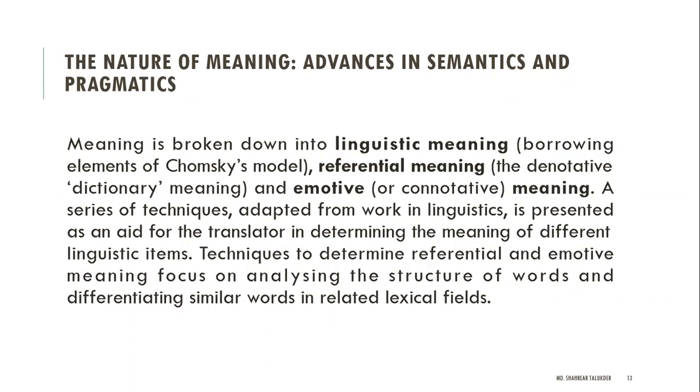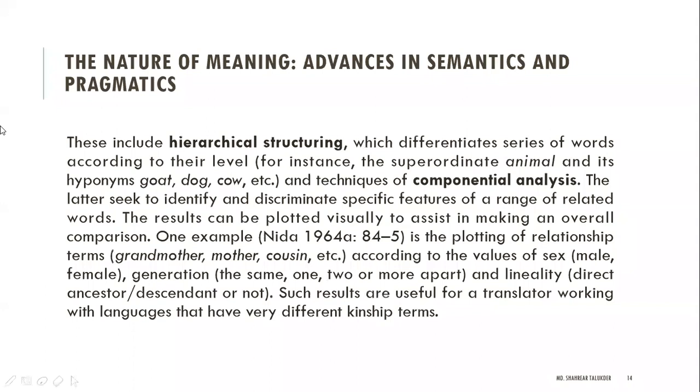After this, now I will jump to the next slide. Now, these include hierarchical structure, which differentiates series of words according to their level. For instance, the superordinate animal and its hyponyms goat, dog, cow, etc. And techniques of componential analysis. The latter seek to identify and discriminate specific features of a range of related words. The results can be plotted visually to assist in making an overall comparison.